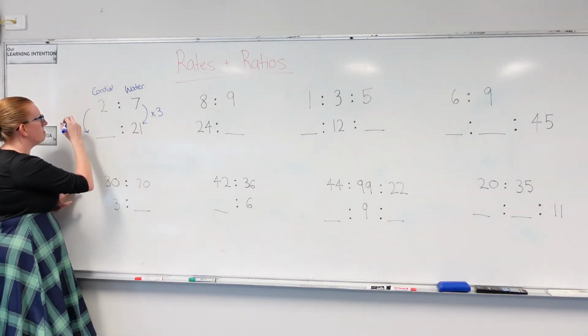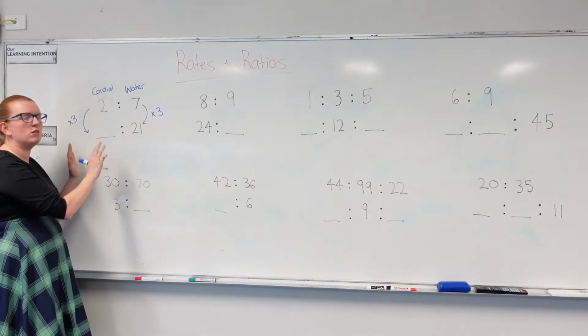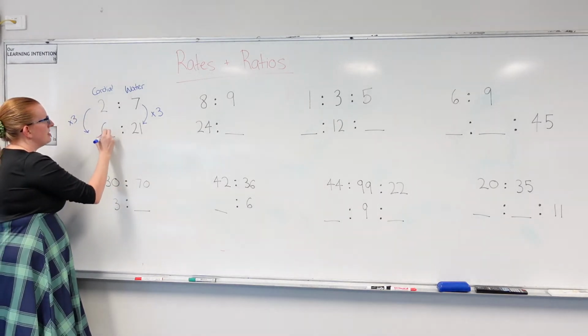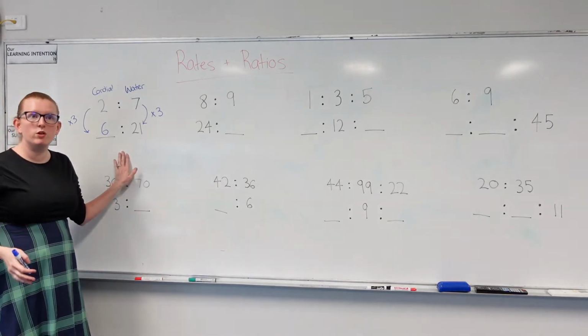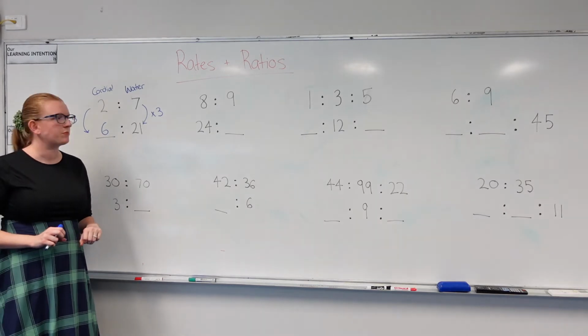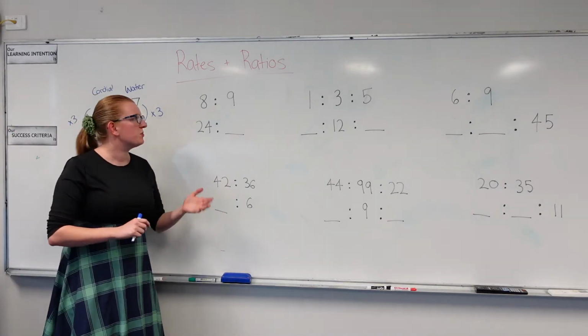Okay? So 2 times, I'm going to be multiplying this side by 3 as well, because what you do to one side, you do to the other. So 2 times 3 gives me 6. So if I was mixing up cordial and I had 21 cups of water, I'd need 6 cups of cordial. So now let's look at this one.